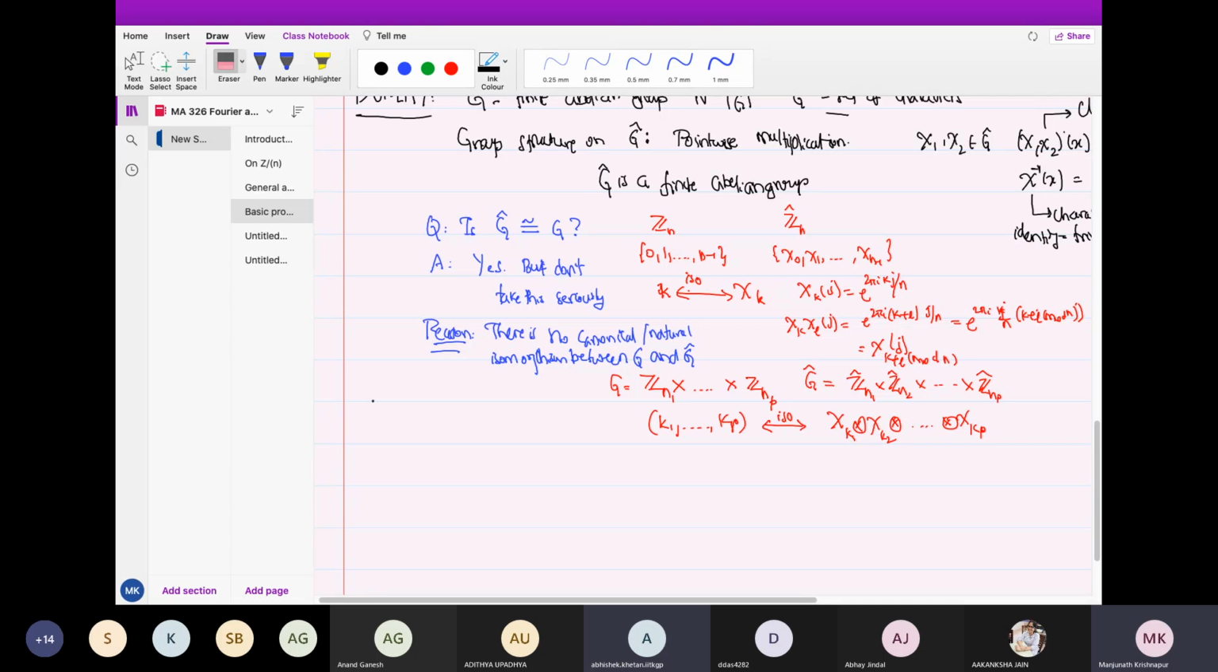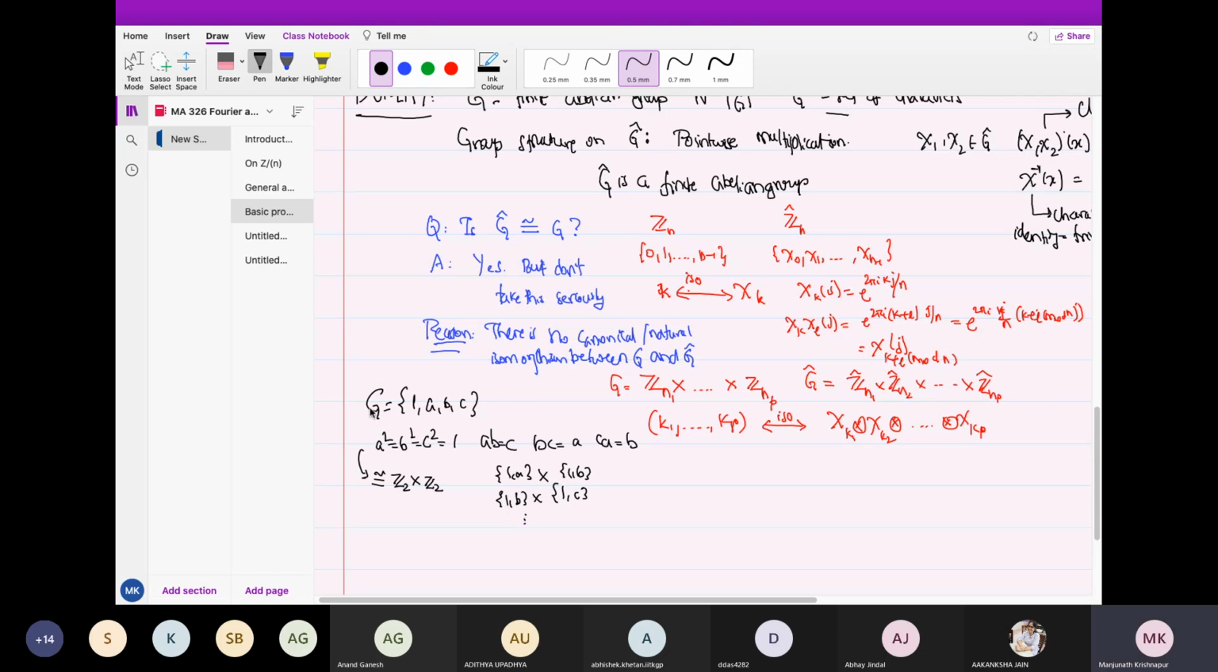So for example, you take G to be the Klein 4 group, which I'll write as {1, A, B, C} with A squared equals B squared equals C squared equals 1, and AB = C, BC = A and CA = B. So this is actually isomorphic to Z2 cross Z2. But in what way? You can write it as <1, A> cross <1, B>, or you can write it as <1, B> cross <1, C> also, etc.